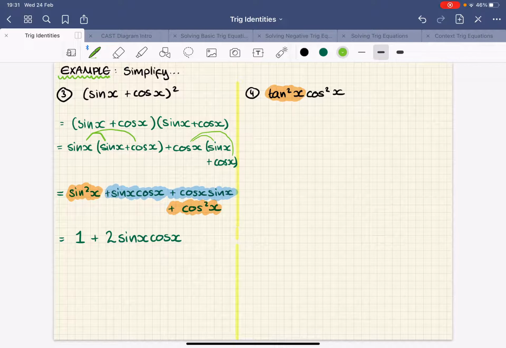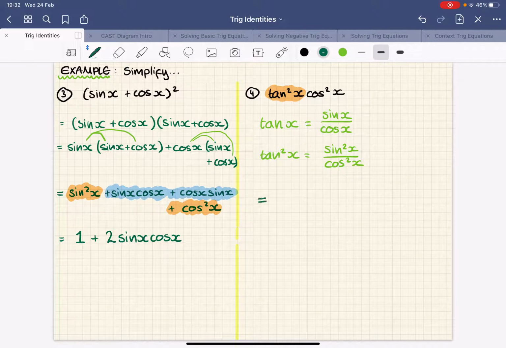Now, it might look a little different there because it's the tan squared x. But remember, tan x is just sine x over cos x. So with that in mind, tan squared x would just be sine squared x over cos squared x. So I can just swap out that tan squared x for that fraction. And I've got that cos squared x from before. Those are going to cancel out. So all I'm left with is sine squared x.